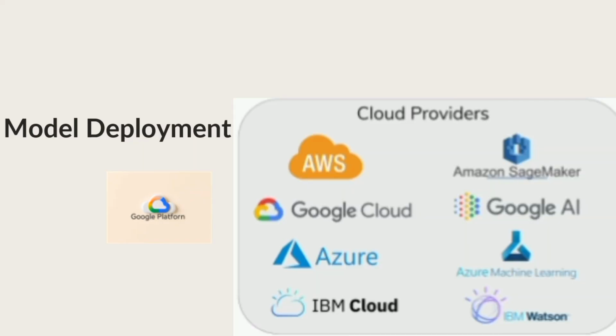and tools and platforms for deployment. These are cloud platforms such as AWS SageMaker, GCP AI Platform, and Azure Machine Learning. Then the frameworks for serving models are TensorFlow Serving, TorchServe, and ONNX Runtime.